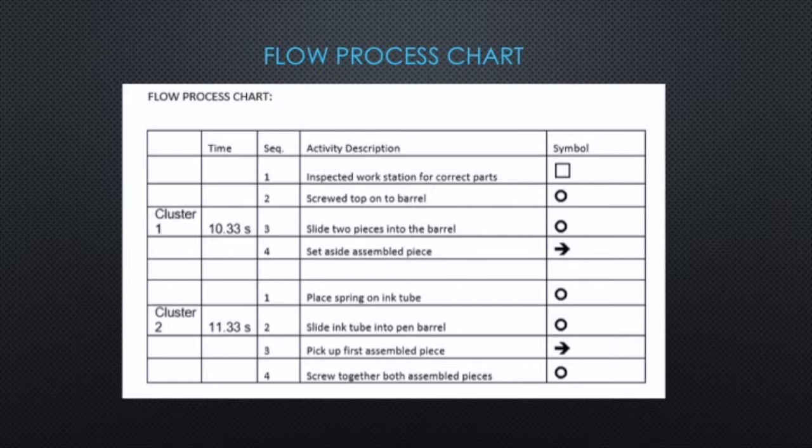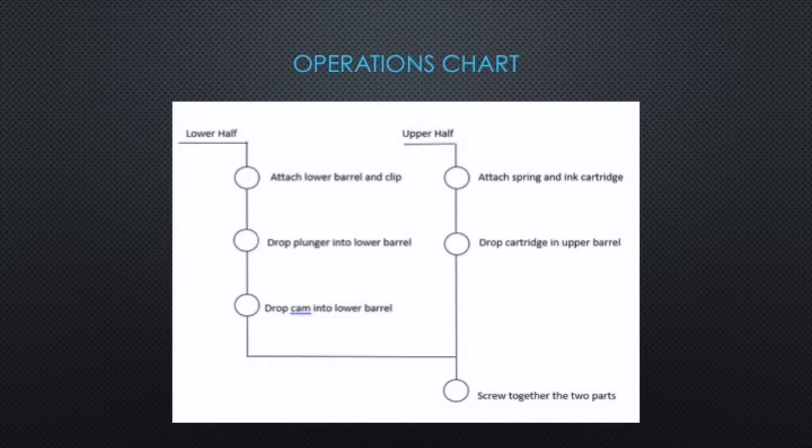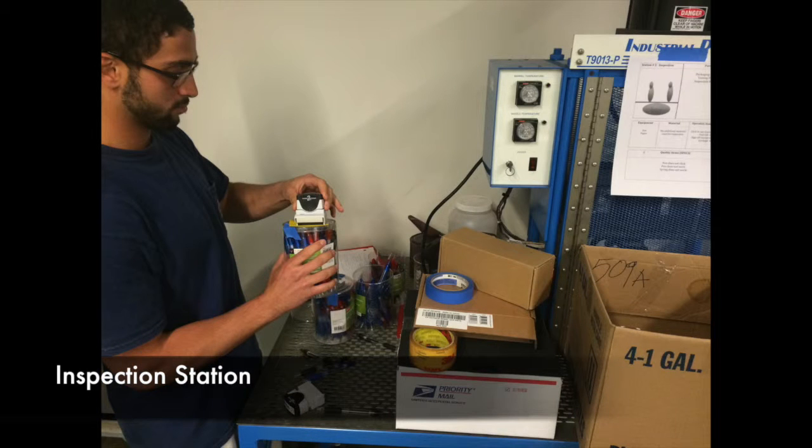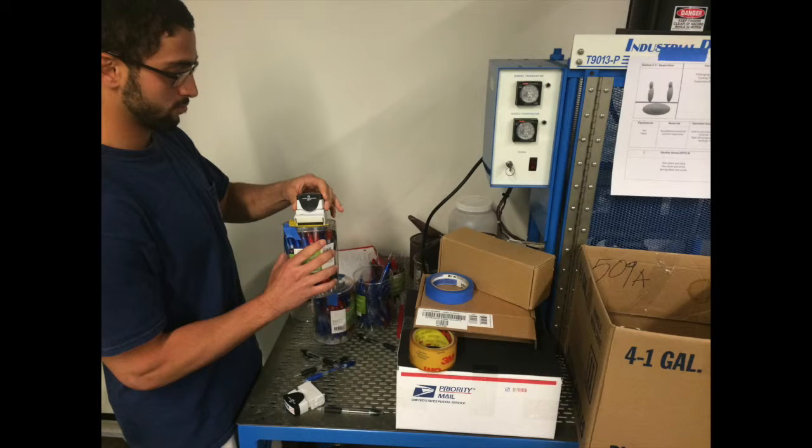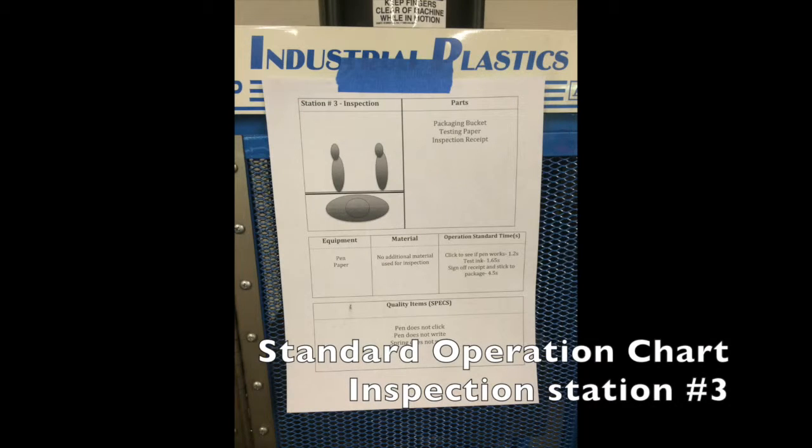It is a little bit more general than the left hand right hand chart, but is still useful in determining the most efficient way to do a process. Here's the operations chart that shows the lower half and upper half of a pen that needs to be done to make a full pen. The next step is the inspection station, which is the final stage, and here is the standard operation chart for the inspection station.